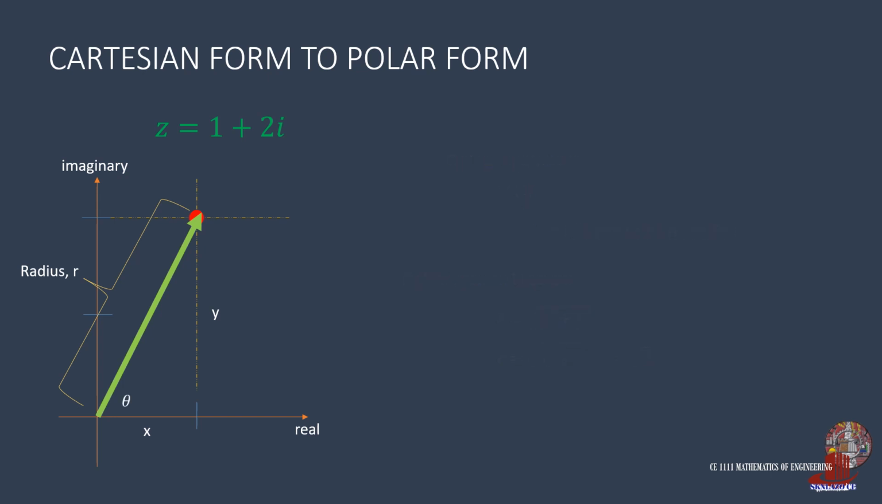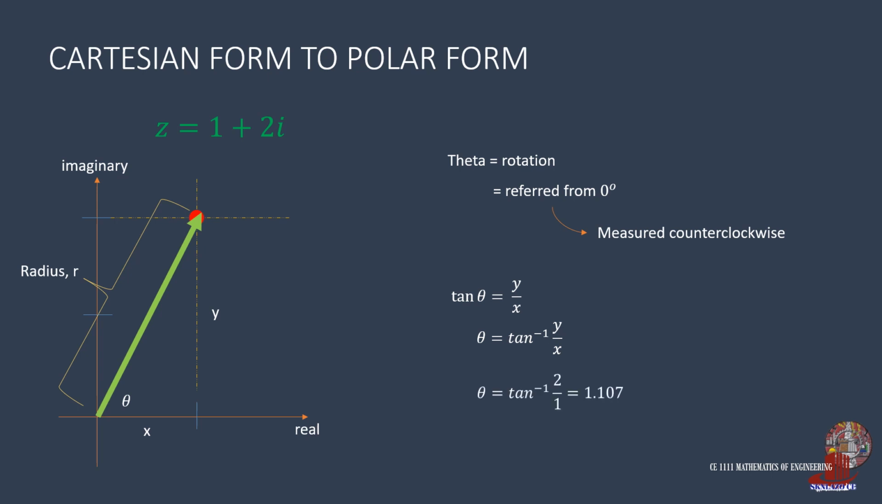The second needed parameter is theta, which is the angle of rotation referred from 0 degrees. Just like the flow of the quadrants, theta is measured in a counterclockwise rotation. With the known x and y components, using trigonometric functions, specifically, tangent of theta gives y over x. The angle theta is then solved as the inverse tangent of y over x. From the example, theta is then the inverse tangent of 2 over 1, computed as 1.107 in radians.